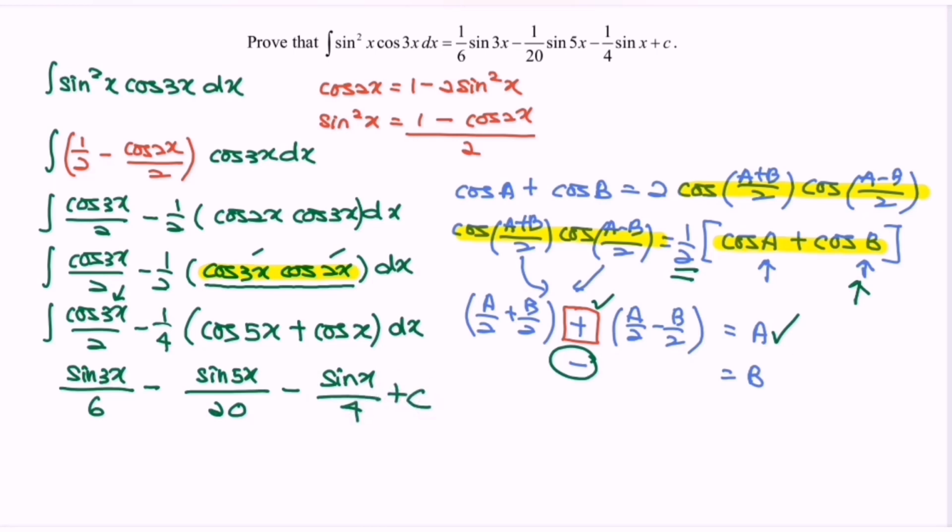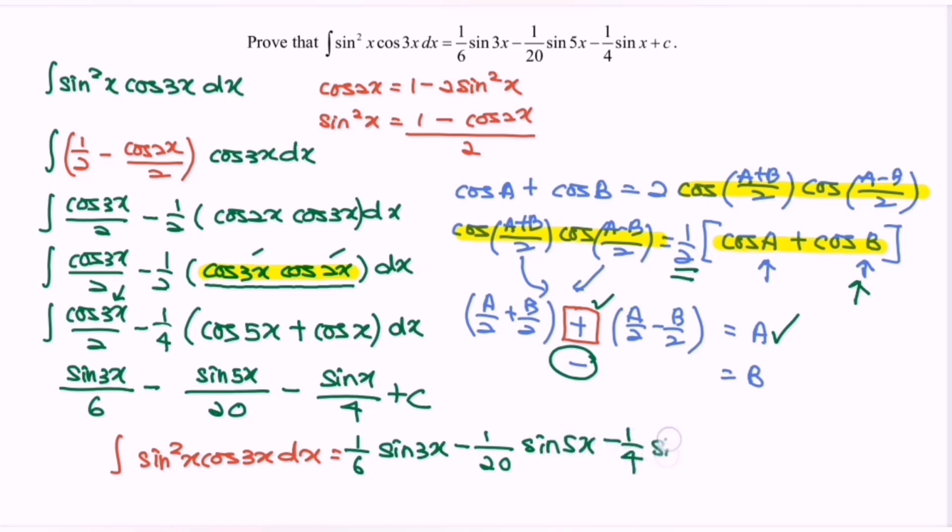So refers to the question, integrate sine square x cos 3x dx equals to, after we integrate, we will have the situation 1 over 6 sine 3x minus 1 over 20 multiplied with the sine 5x. Continue, we have 1 over 4 sine x plus with the c. So we already shown the situation.